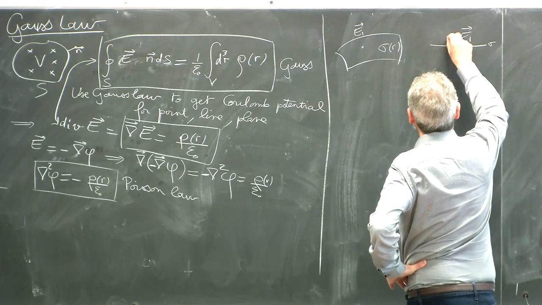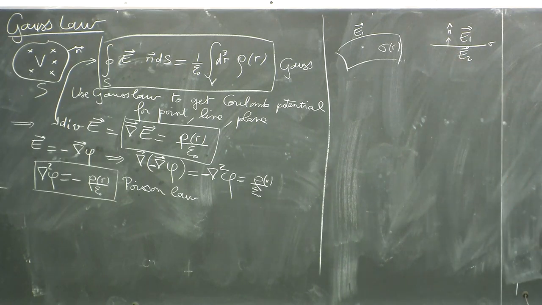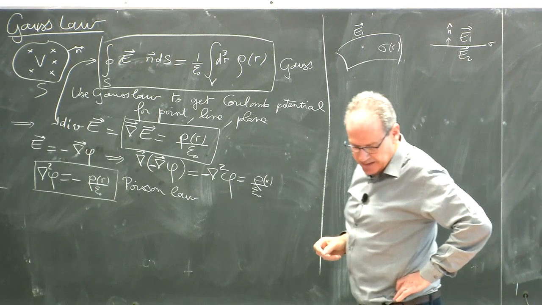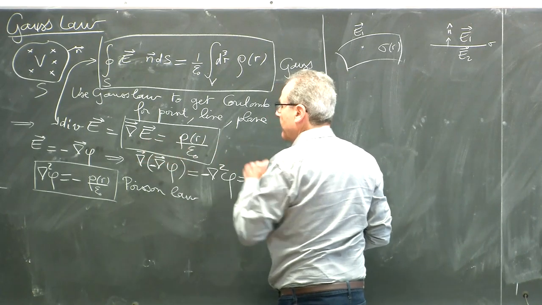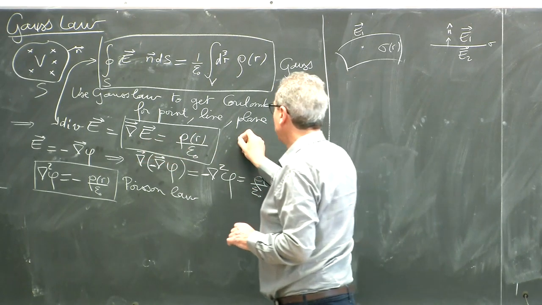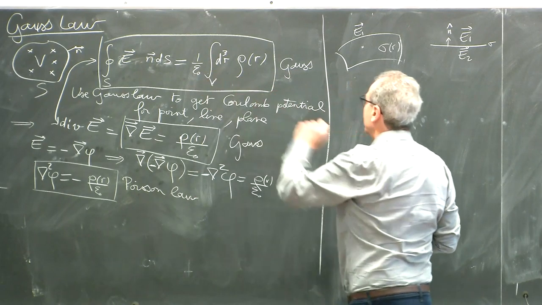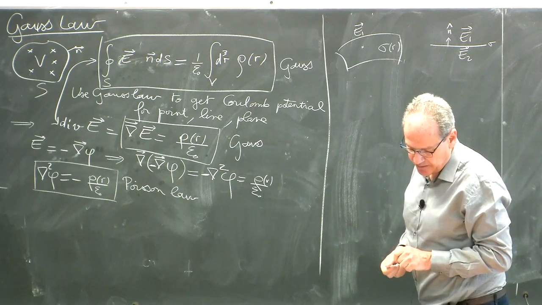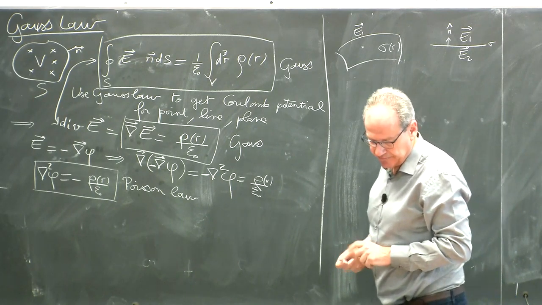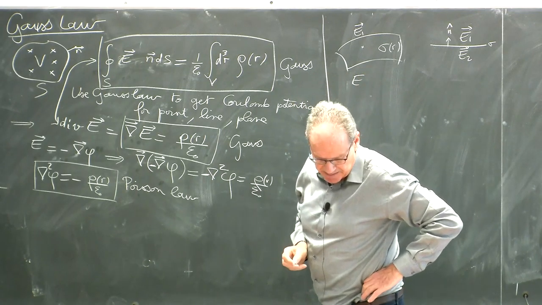If I define n, the unit vector normal to this, then you can show easily by integrating the Gauss law in this form, or using this on a certain circuit, that the discontinuity, so it's E1 minus E2.